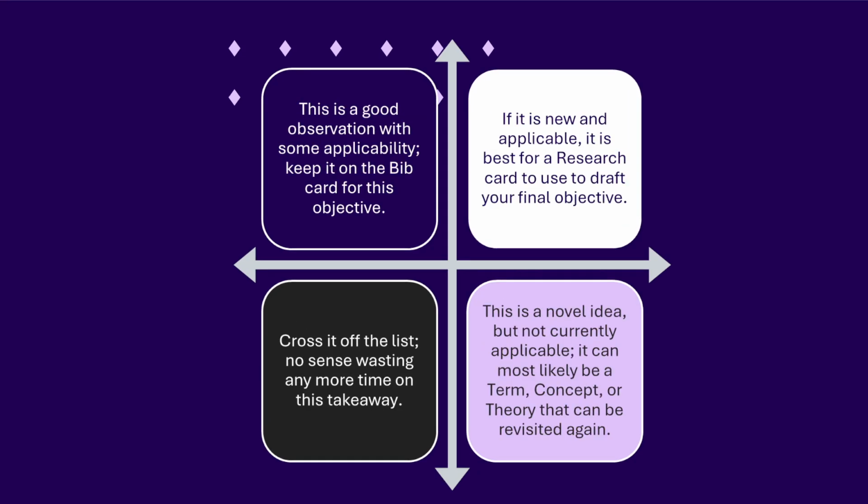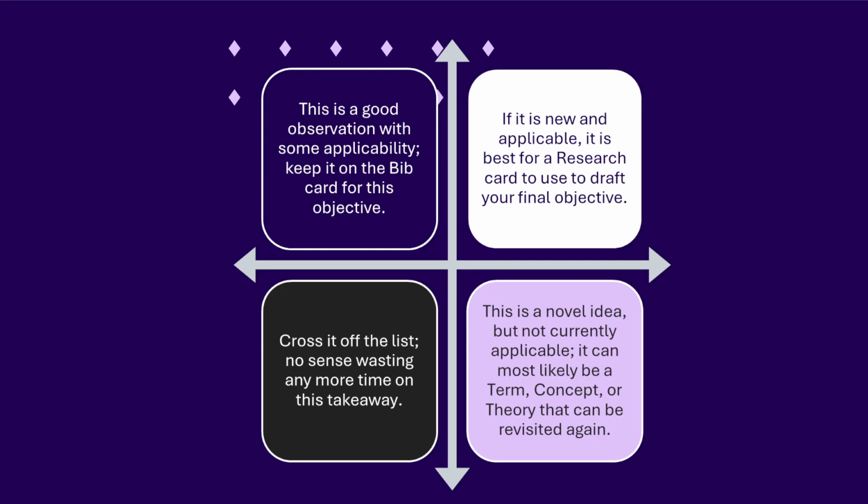Okay, so now that we're looking at the type matrix, you can see it does follow the same kind of color scheme and layout, and that's intentional to make it easy to identify the type of card that is needed. So again, we'll start with the lower left-hand corner, the black box.